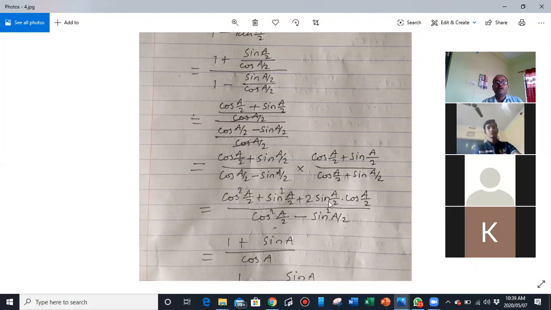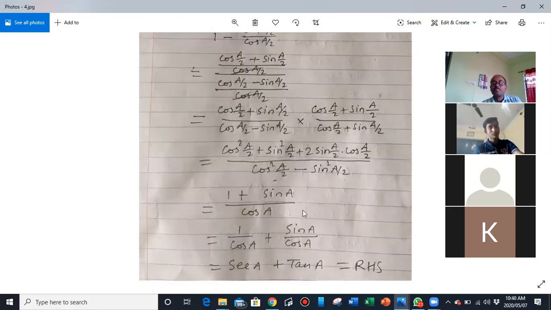Now, you know, for any angle cos square a by 2 plus sin square a by 2 is equal to 1, because cos square theta plus sin square theta is equal to 1. Plus 2 sin a by 2 into cos a by 2 is sin a. Denominator, this is cos a. Now split this fraction into two parts. 1 by cos a plus sin a by cos a. This is sec a plus tan a. This is RHS. Is it?